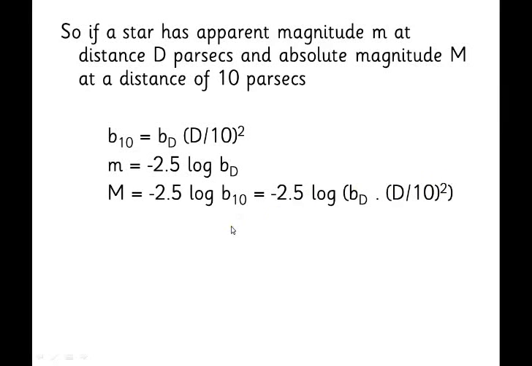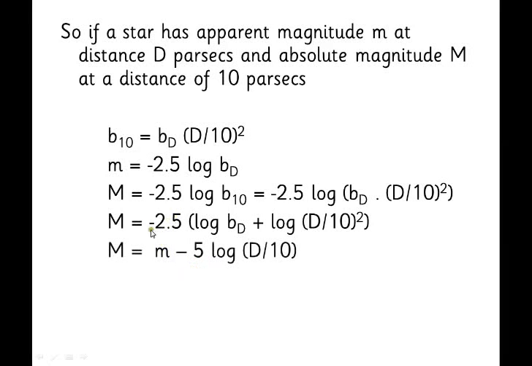Now we have to just do a little bit of tricky maths for it. I can take log of a times b, which is log a plus log b, so I can split this log into two parts. Over this side I've got minus 2.5 log B_d. Well, we knew that, didn't we? It's up here. That's little m, so this part is its apparent magnitude. If I take the minus out here, I get minus 2.5 log of (d over 10) squared, but log a to the power n is n log a, so I can take the 2 and multiply it by the 2.5, and that becomes 5 log (d over 10).